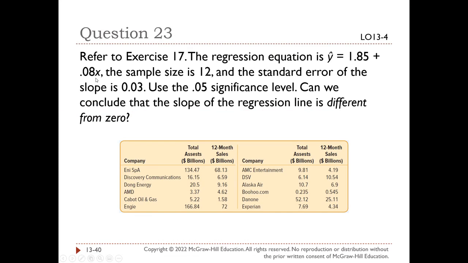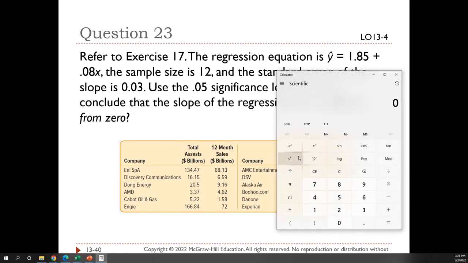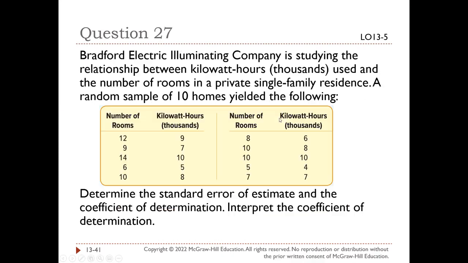But for us, since it already gives us their items, we can go ahead and calculate. Okay, I was getting a little bit too excited. So 0.08 divided by 0.03 equals 2.67, which of course is greater than our critical value of 2.228. So we can reject and basically confirm that the slope is different from 0. Now I know it gave us the numbers in rounded form, but that's a cool little thing that we may end up using.